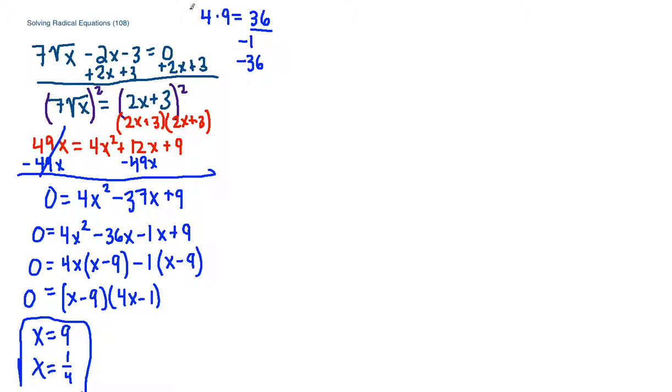you have to check your answers when it comes to radical equations. So let's go ahead and do that. I have to check by putting my answers into the original equation. So I have 7 times the square root of 9, minus 2 times 9, minus 3 equals 0. Putting it in, I have 7 times 3, which is 21, minus 18, minus 3 equals 0.